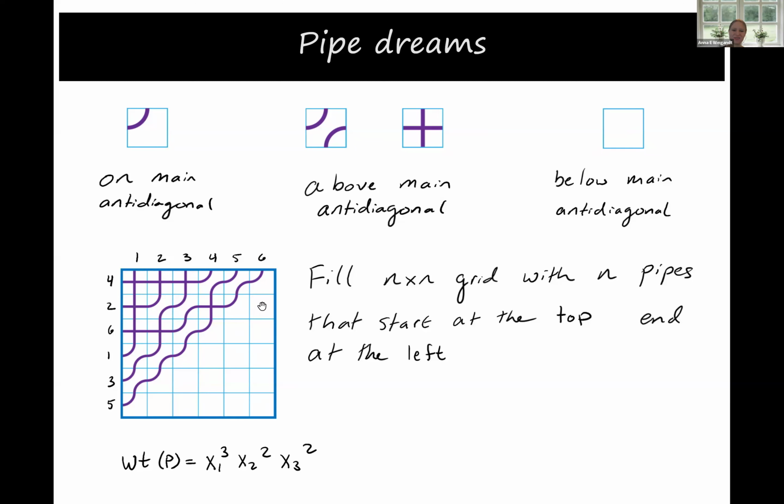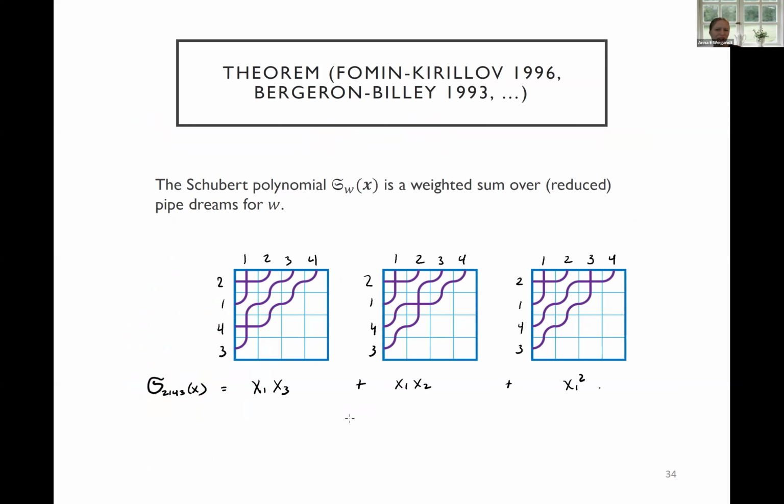Instead of looking at the blank tiles, which are just always exactly the same for every pipe dream, we look at the crossings. And we record how many crossings happen in row i, and that gives us the exponent of x_i. And so we can now collect all the pipe dreams for a fixed permutation. And here I'm putting a lot of people, like maybe I should add Billey, Jockusch, and Stanley. There was a bunch of work all at once that saw this formula in equivalent combinatorial ways. I'm saying Fomin, Kirillov, and Bergeron, Billey because they really were closest to this picture that you're seeing. But the Schubert polynomial is a weighted sum over reduced pipe dreams that trace out w.